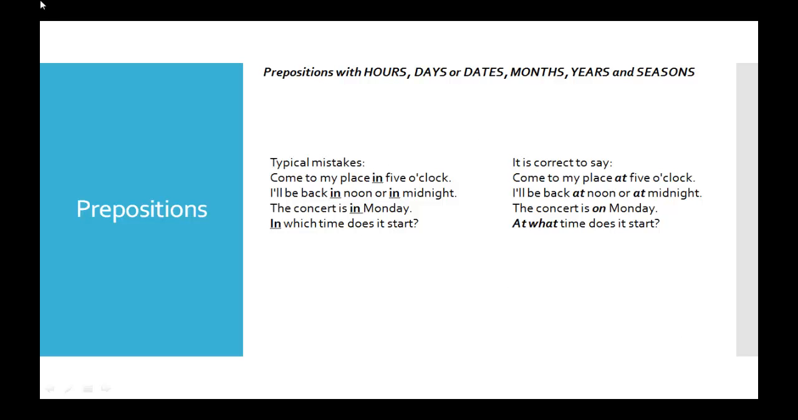The following are some typical mistakes made in the use of prepositions for time. Instead of saying come to my place in 5 o'clock, it is correct to say come to my place at 5 o'clock. It is not correct to say I'll be back in noon or in midnight, but instead we should say I'll be back at noon or at midnight. Instead of saying the concert is in Monday, we say the concert is on Monday. It is not correct to say in which time does it start, but instead we should say at what time does it start.